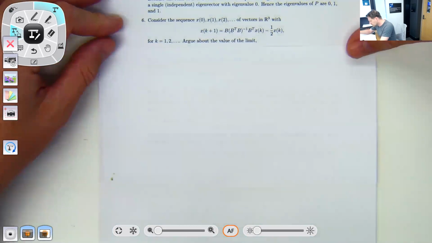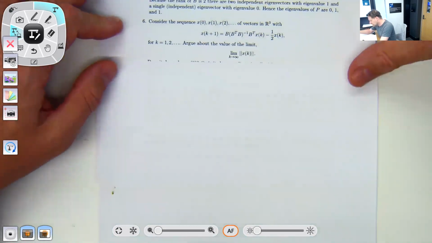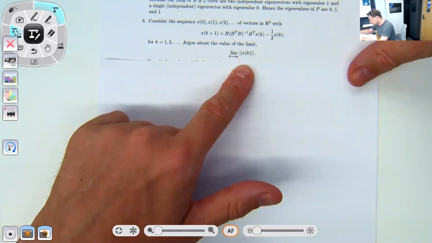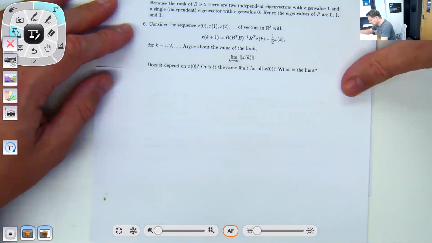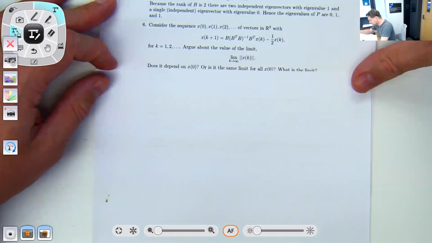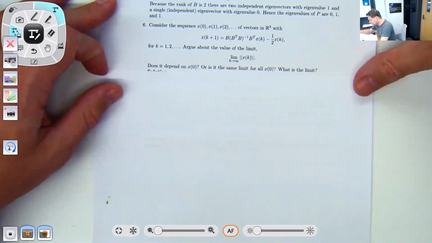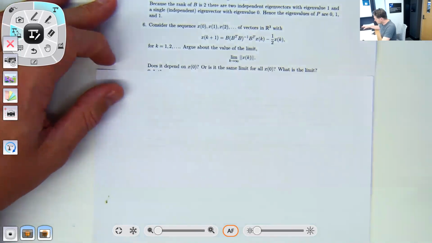So the question says, argue about the value of the limit as k goes to infinity of the norm of x of k. Does it depend on x of 0, or is it the same limit for all possible x of 0? What is that limit?